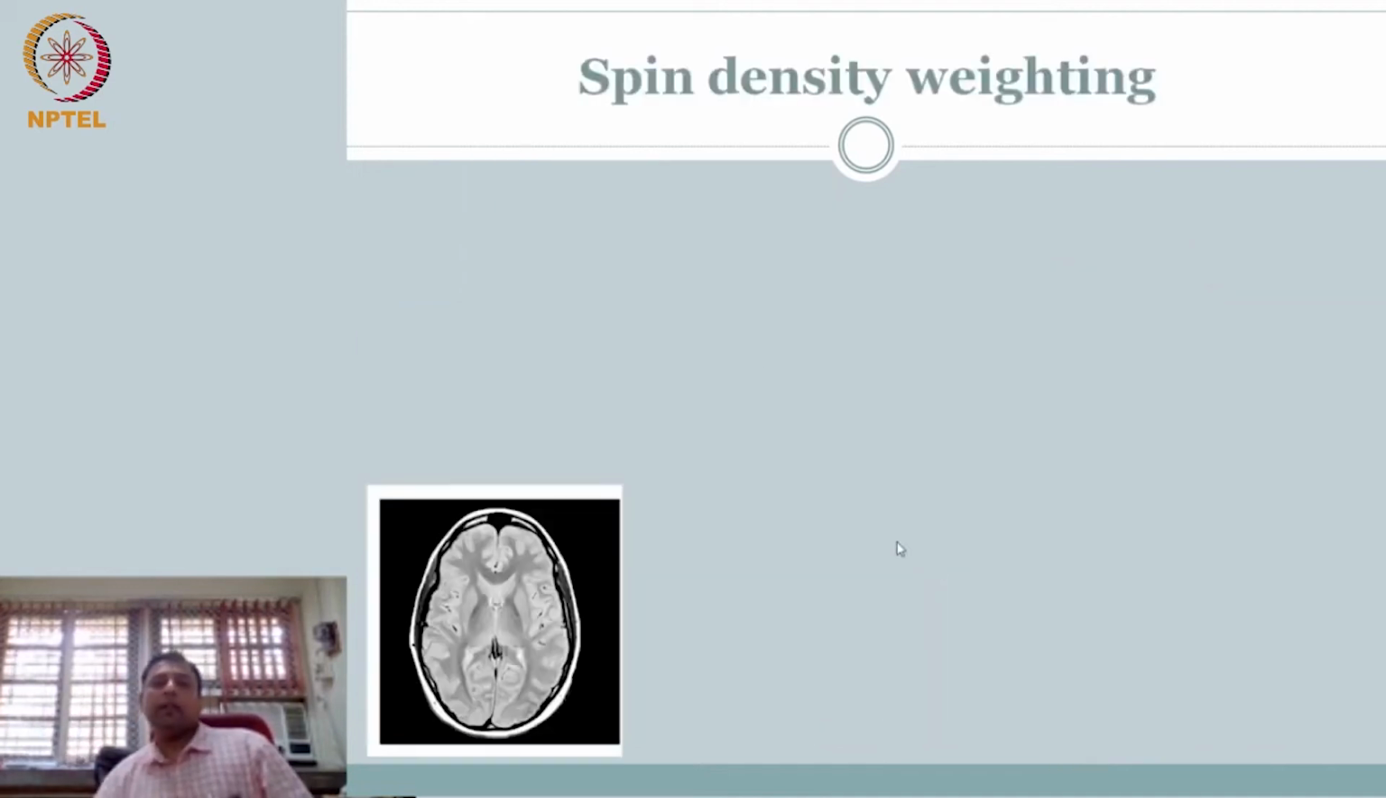So let's start. Proton density or spin density weighting. How do you get this? Let's think about what is the meaning of proton density weighted. So with proton density, you're sure where is the signal?